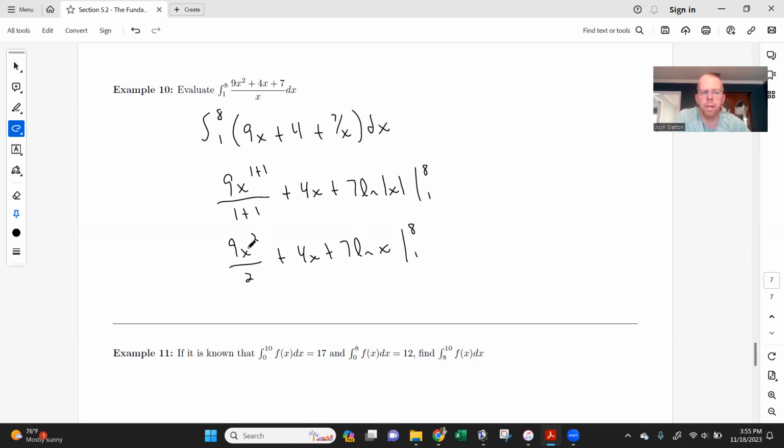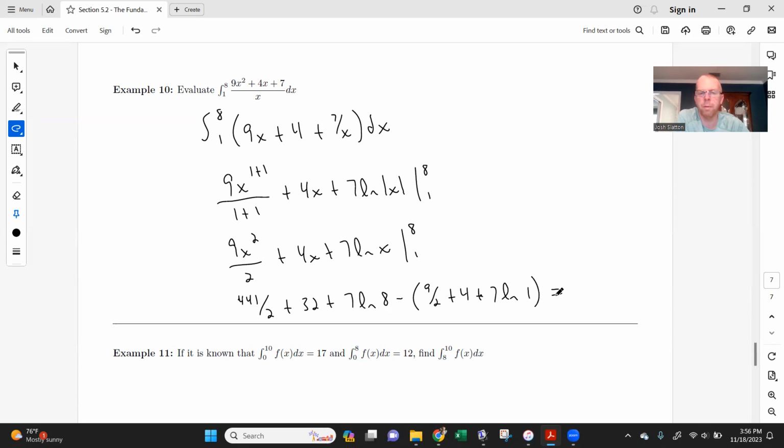And so we are going to plug in 8 for each, and then we're going to subtract, and then plug in 1 for each. So this would be, let's see, 9 times 64, that'd be 441 over 2. Plus 4 times 8 is 32, plus 7 times ln of 8. And then minus, plug in 1, so we have minus 9 halves, plus 4, plus 7, ln of 1.